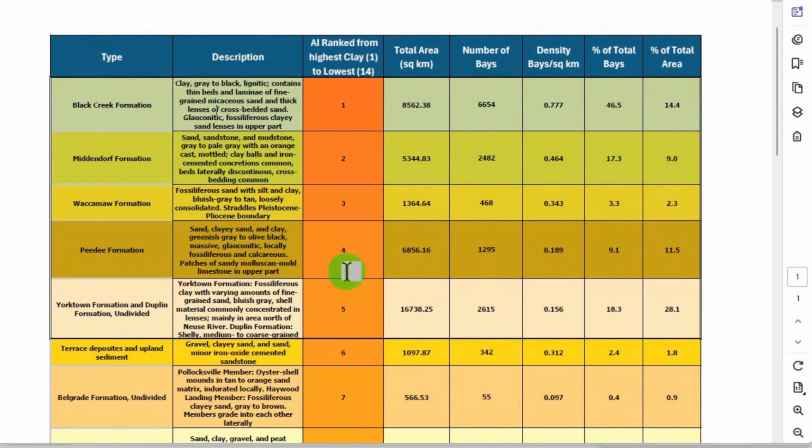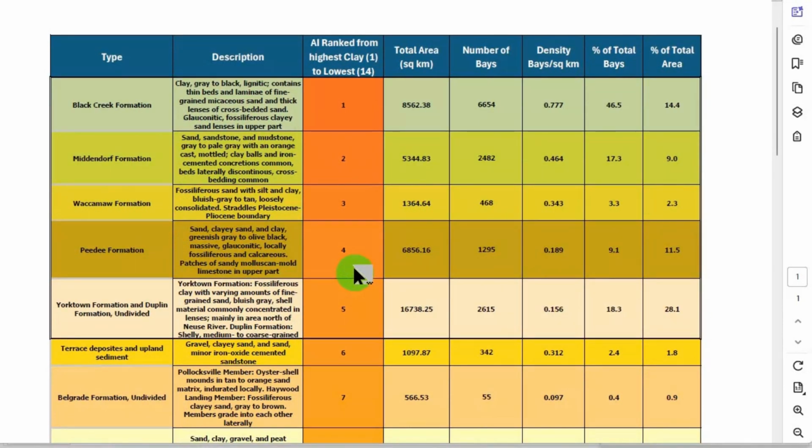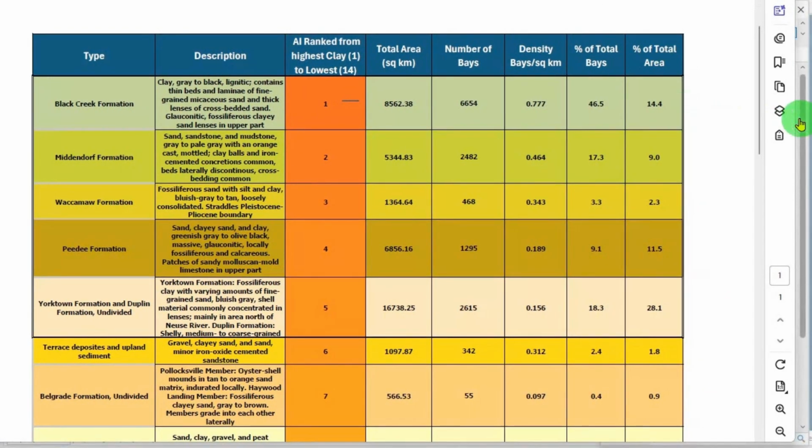So is it right? I don't know. I don't know anything about the soils. I know sand, so I'm sure there's sand in North Carolina. So totally, who knows if it's right or wrong. But what's interesting is that the top five ranked clay-like soils have about 95% of all the bays in North Carolina in those soil types. So I think that's kind of interesting.